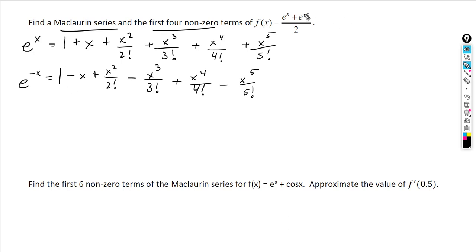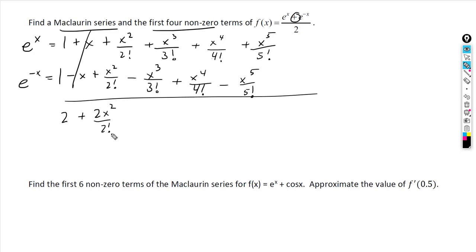So if I add these up, because I'm adding them right here, I actually get 1 plus 1 is 2. These are going to cancel. This becomes plus 2x squared over 2 factorial.